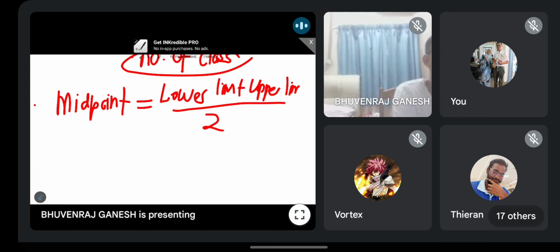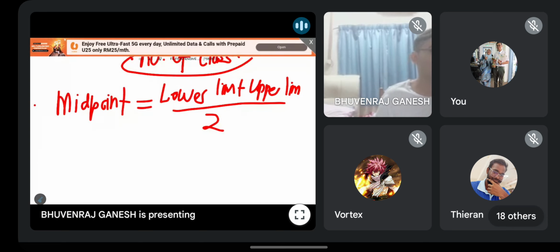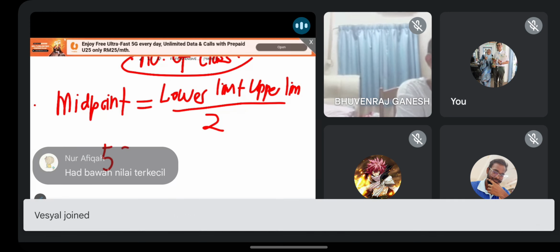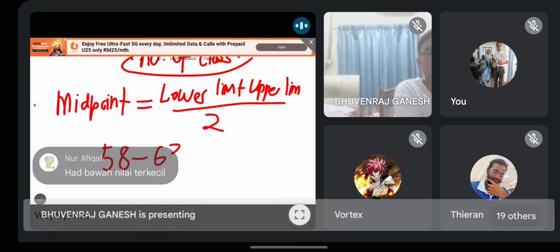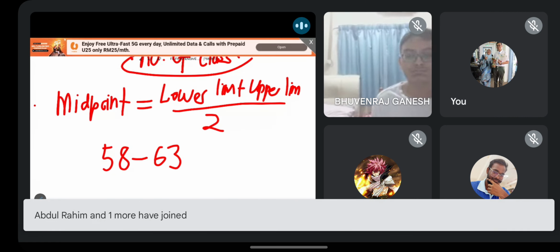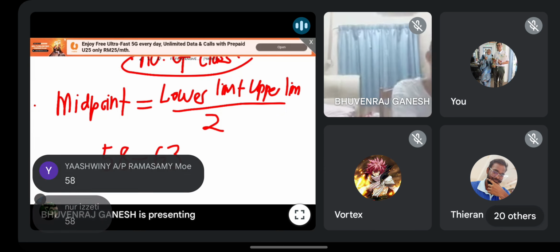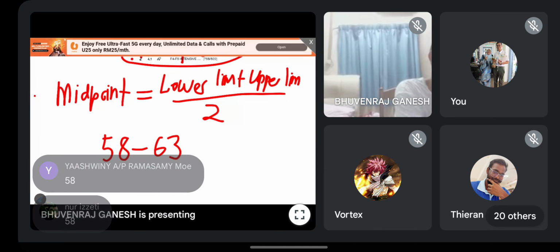Guys, apa itu hard atas, hard bawah? What is lower limit, upper limit? You should know from your class. Okay, contoh lah, example. Let's say I give you a class. 58 to 63. Okay, this is your class. So guys, what's the lower limit? Apa hard bawah? Huh? Hard bawah, lower limit. Yes, this is lower limit.